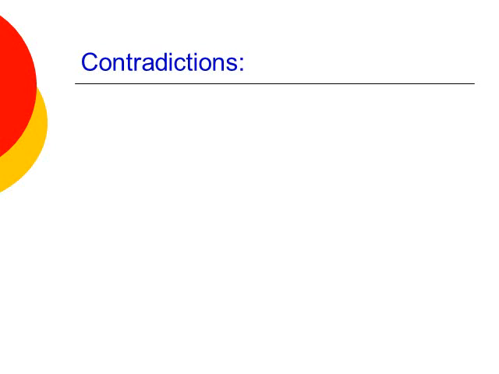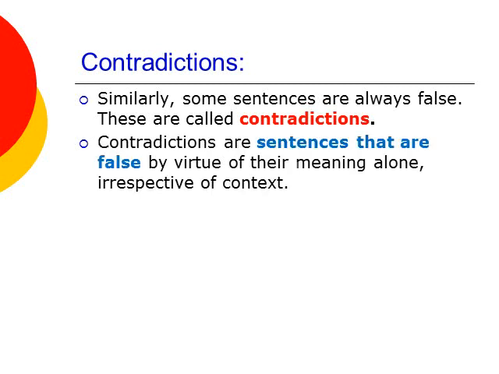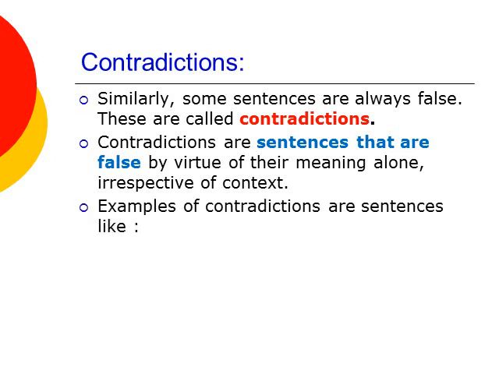Now let's discuss contradictions. Similar to tautologies, some sentences are always false. These sentences are known as contradictions. Contradictions are sentences that are false, again, regardless of any external circumstances. These are sentences that are false by virtue of their meaning alone, irrespective of any context. Let's see some examples. Circles are square.